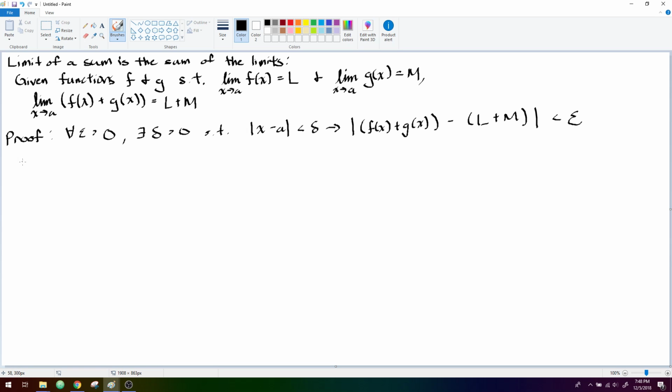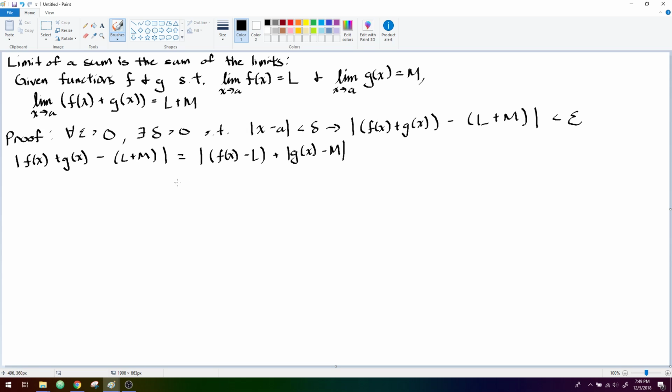Alright, so the first thing that we're going to do is rearrange the terms in that final absolute value. So let's rewrite it: f of x plus g of x. We're going to discard the parentheses in the starting terms, but we're going to keep them here. Now let's group the functions with their respective limits. So we're going to group f of x minus L in one term, and g of x minus M in another term.